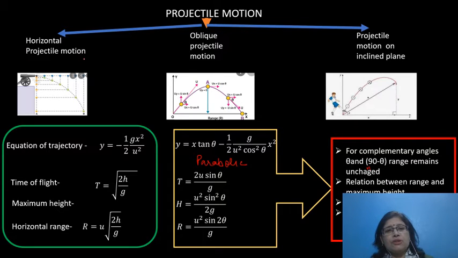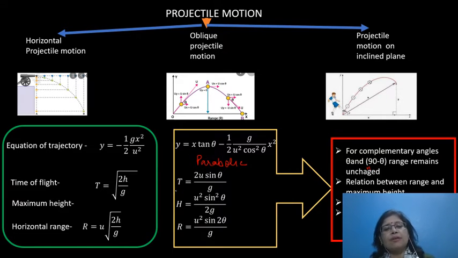How many types of projectile motion are there? Horizontal projectile motion, oblique projectile motion and projectile motion on an inclined plane. We already derived this formula for oblique projectile motion. For the trajectory, the formula is y equals x tan theta minus g upon 2u square cos square theta times x square. It means y is a function of x square, so the path or trajectory is parabolic.